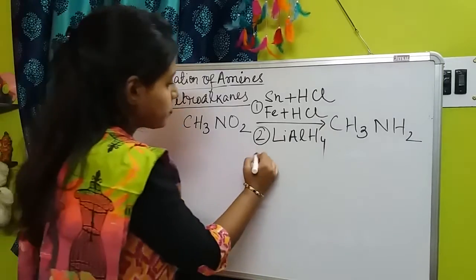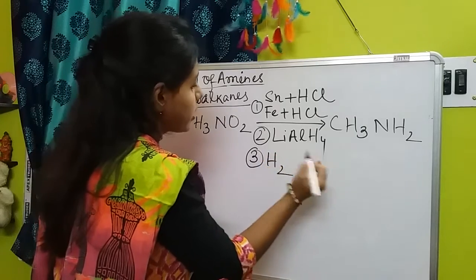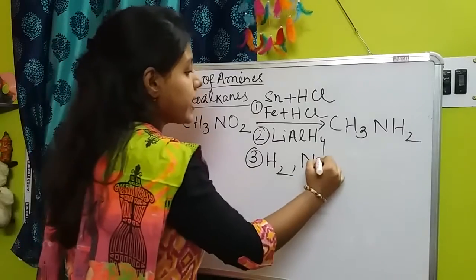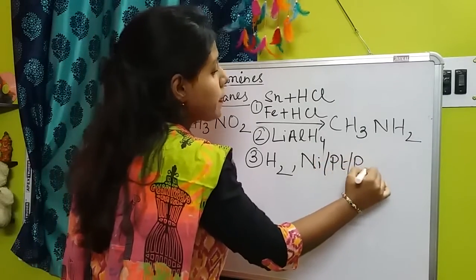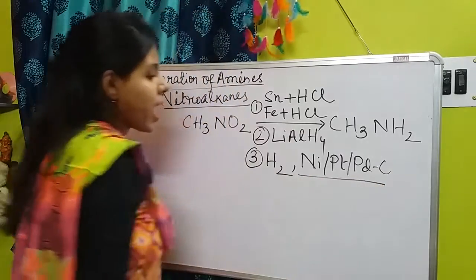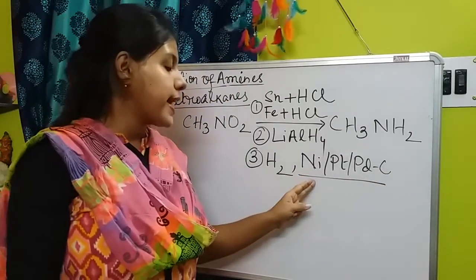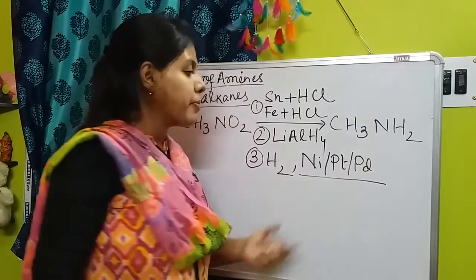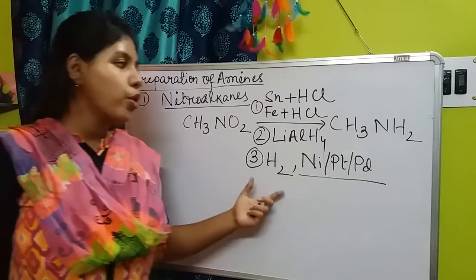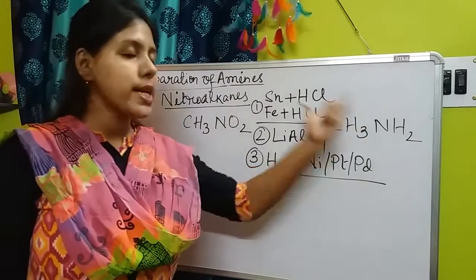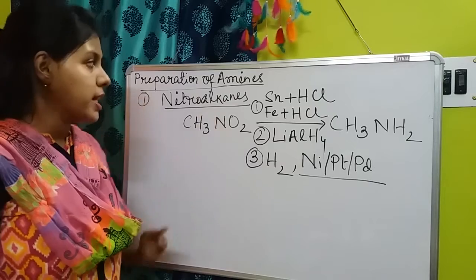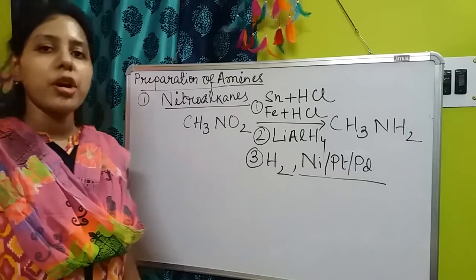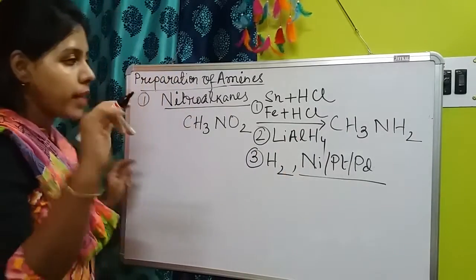And the next one is hydrogen in presence of a catalyst like nickel or platinum or palladium. Charcoal is not needed. By any type of metal, we could reduce the nitro compound into this amine compound. Clear? So this is a reduction method by which we could reduce the nitro compound into the amine compound.